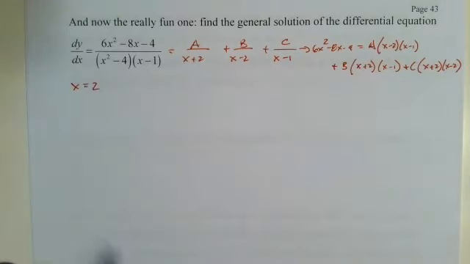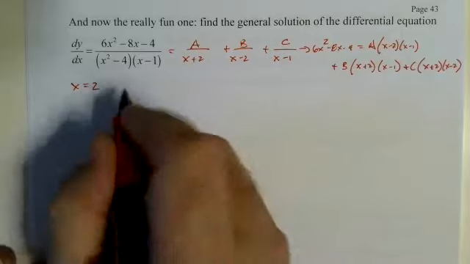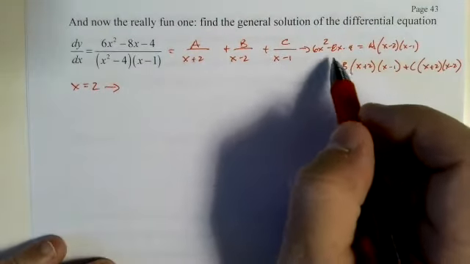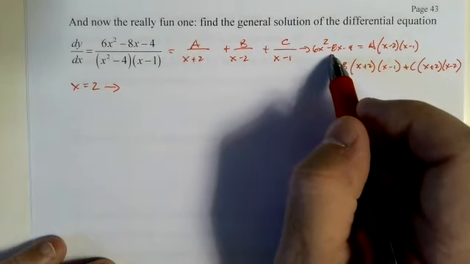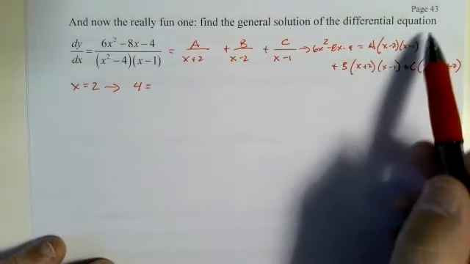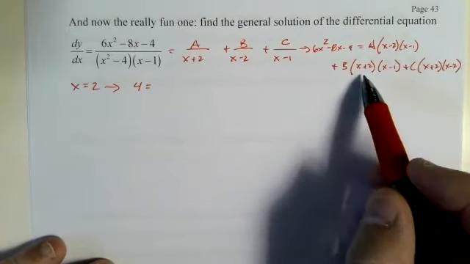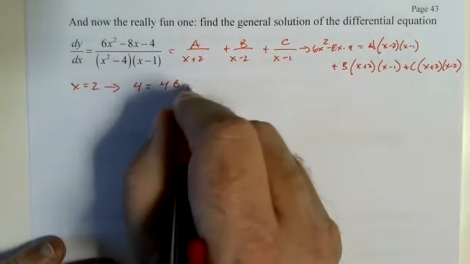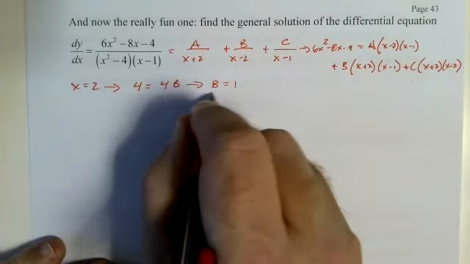x equals 2. I did all this off to the side. I can't do that. Wow, this is hard. So 24 minus 16, 8 minus 4 is 4. 4 equals gone, gone. 2 plus 2, 4, 1. 4b, b equals 1.